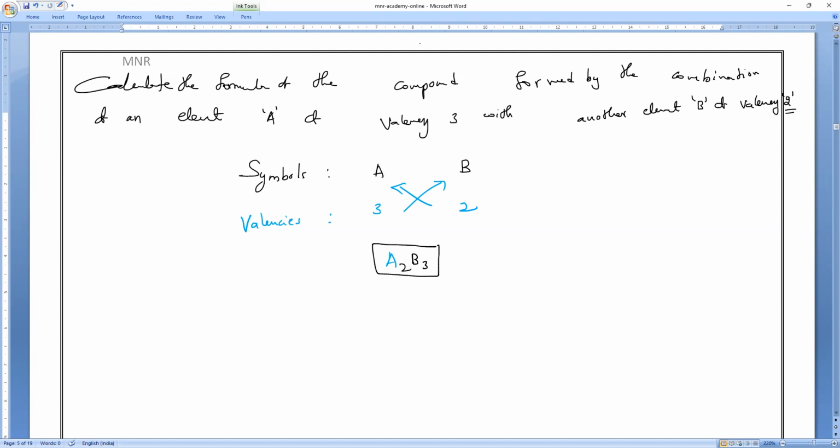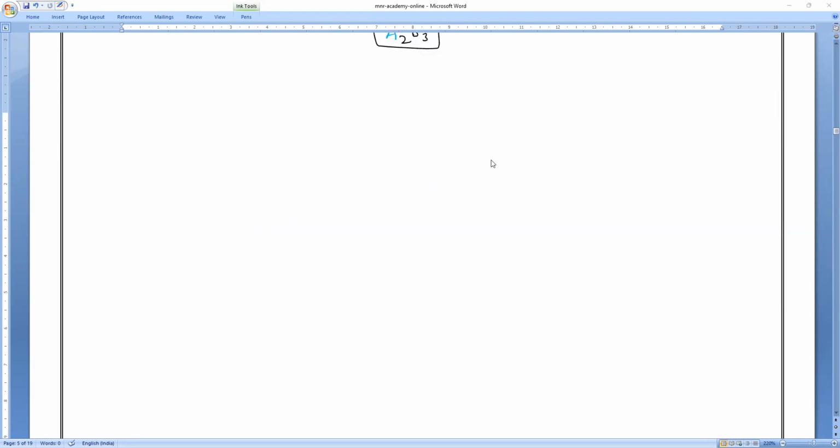Understood? Next. Yesterday somebody asked me a question, I think Padma: sir, in H2O2, can the 2 get cancelled out? But I said it is not H2, it is H2O2, so you cannot cancel it. What is the name of this one? Hydrogen peroxide.